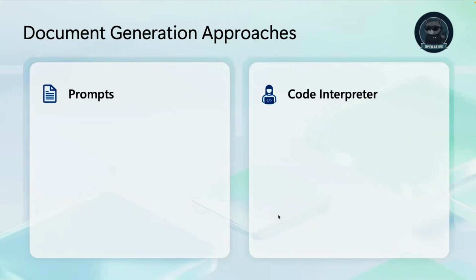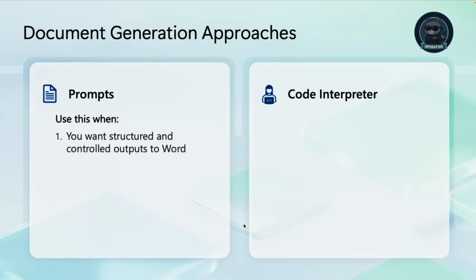Now, just a general comparison of the two approaches and when you might use each. For prompts, that is going to be your go-to when you want structured and controlled outputs to Word. Or of course, we can do text and JSON as we just talked about as well. But from a document generation standpoint, that's where you would want to use prompts, and that output there, if you want it to be structured.